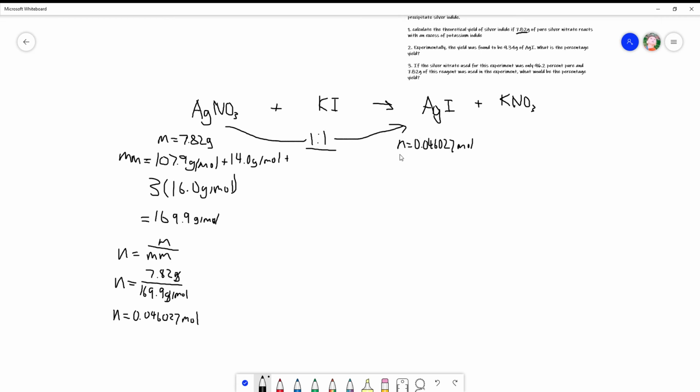So to find the mass, we need the molar mass of silver iodide. And the molar mass of silver iodide is just the molar mass of silver, which is 107.9 grams per mole, plus the molar mass of iodine, which is 126.9 grams per mole. And if you add these two together, you get a molar mass of 234.8 grams per mole.